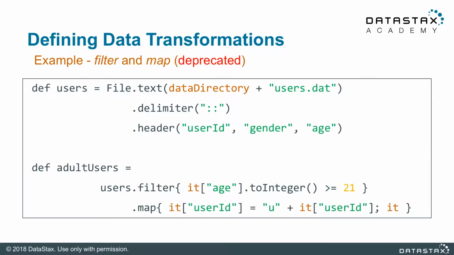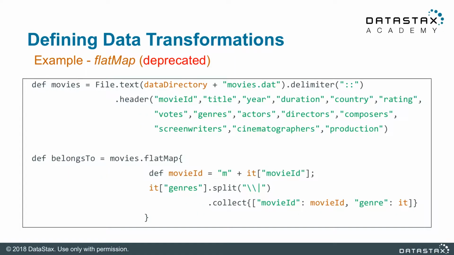Here's an example on how to create transformations in your loading script. As you can see, we define our input, then filter on it to keep users who are over the age of 21. Then we use the map method to add a U in front of the user ID value. So for example, 25 would now become U25. In this example, flat map adds M in front of the movie ID. For example, 44 becomes M44.